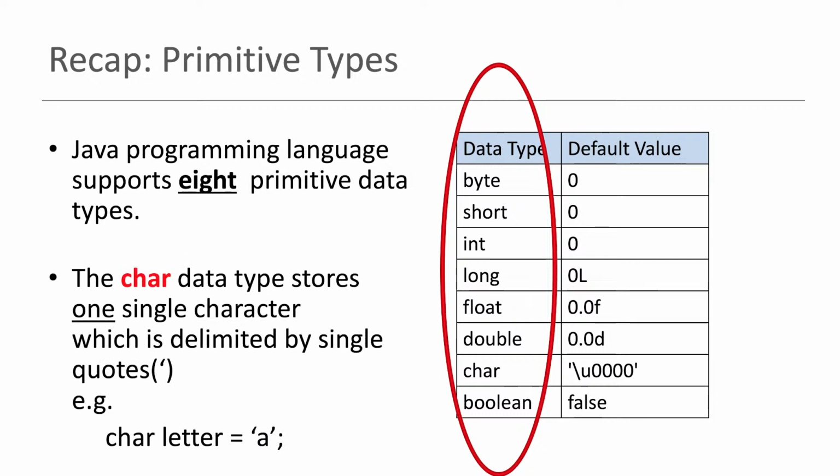The character data type stores one single character, which is delimited by single quotes. We've seen an example before: char letter is assigned the value A. The A goes in single quotes.